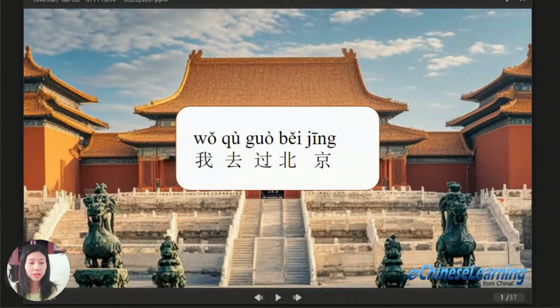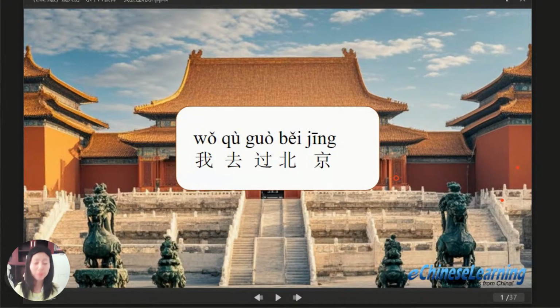For the last class, we learned the three basic vowels. Today we are going to learn a grammar to teach you how to say the sentence like "have you been to somewhere?" For today's topic, you can see that would be 我去过北京. That means I have been to Beijing.